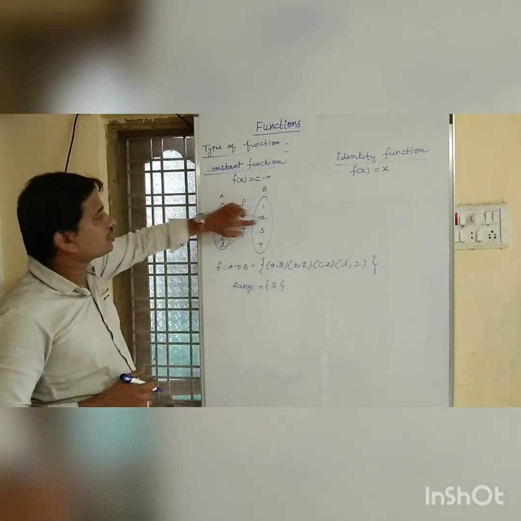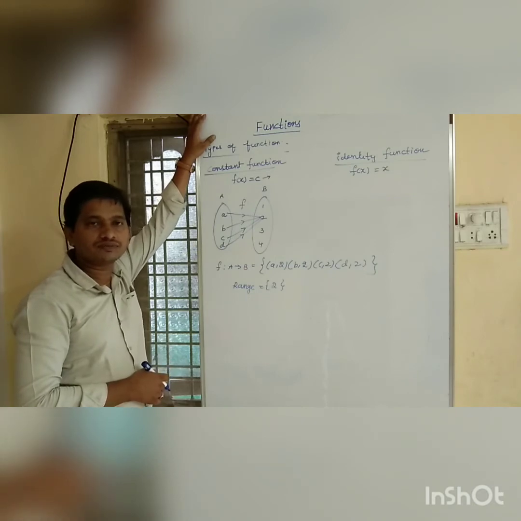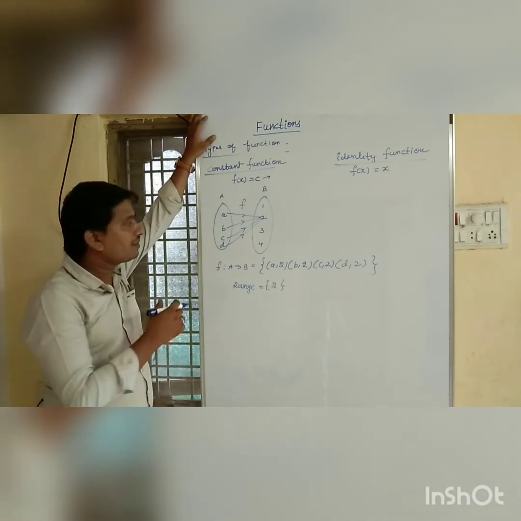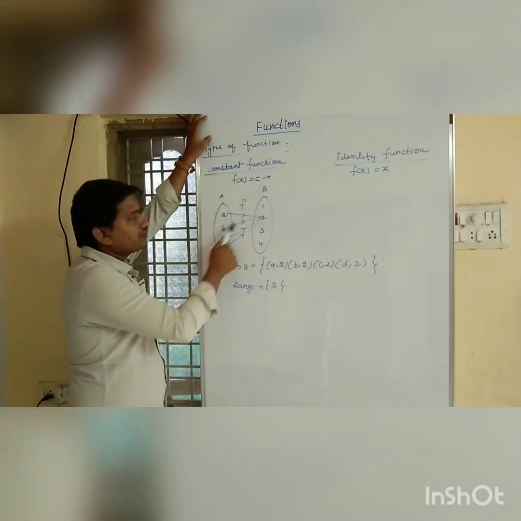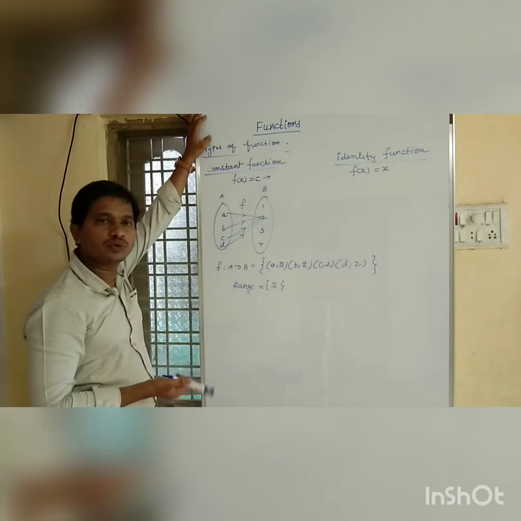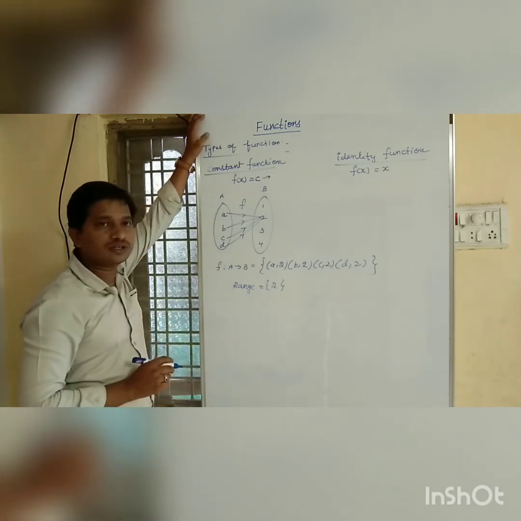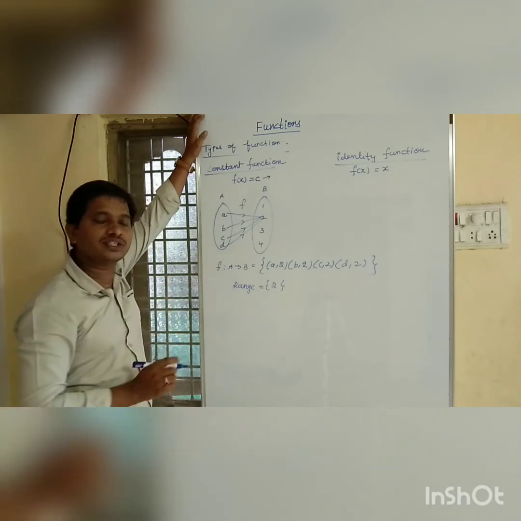So 1 is mapping with 2. Is it a function, children, first of all? Yes, of course it is a function. One element is mapping with one element. A is mapping with 2. B is mapping with 2. C is mapping with 2. As well as D is also mapping with 2. So this is called as a constant function. I mean range is equal to constant, that is here in this case 2.